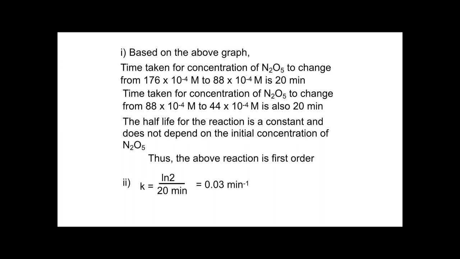Next, we have to find the rate constant. Since this is a first order reaction, we can just use the first order formula for half-life. And we will get the rate constant is 0.03 per minute.